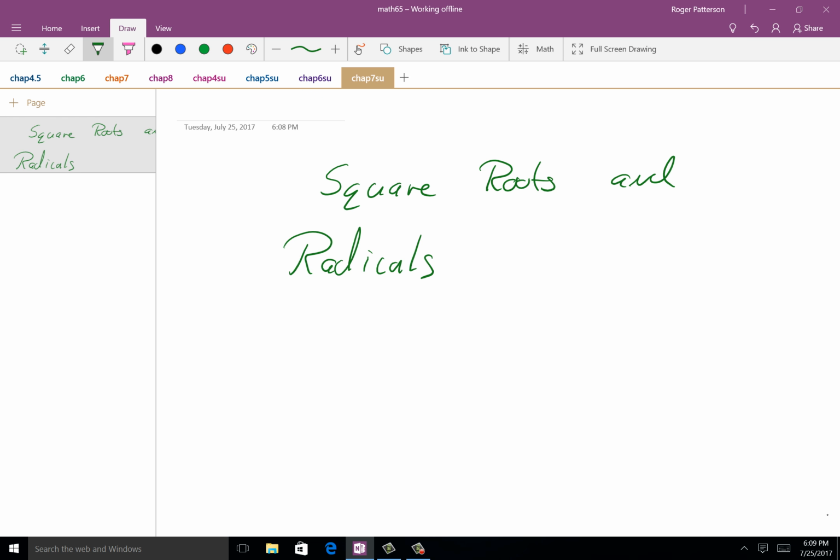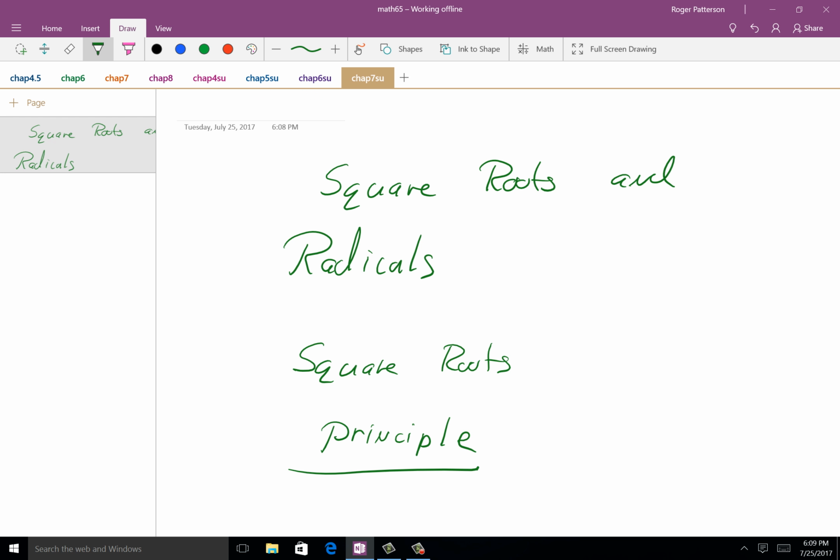Okay, so on the radical part here, let's just talk about the square root. There's two different types of square roots actually. Okay, the one that most people look at, in a real world situation, is the principal square root.